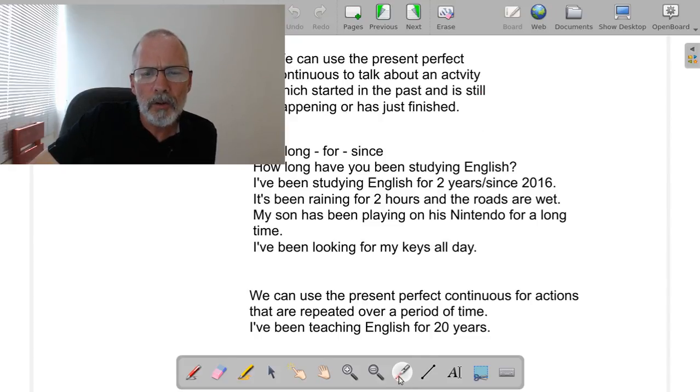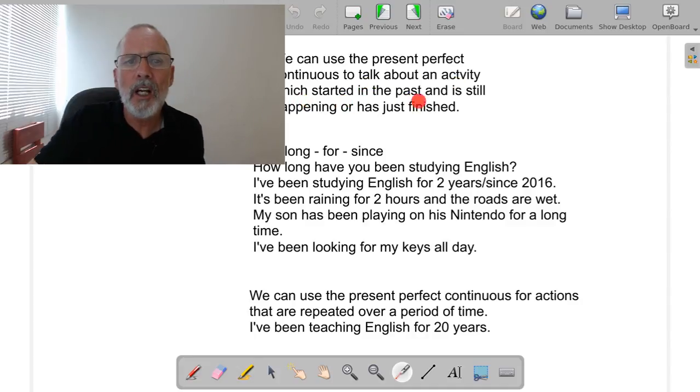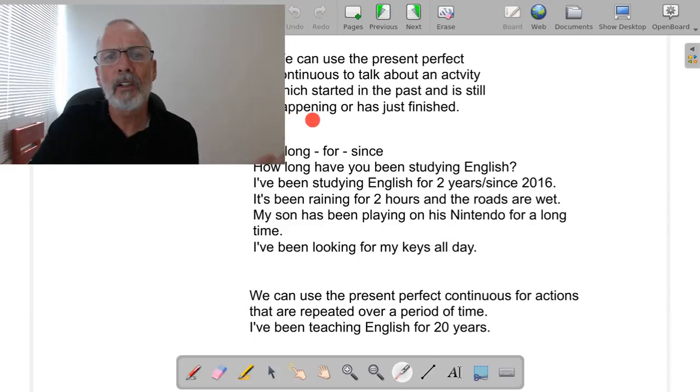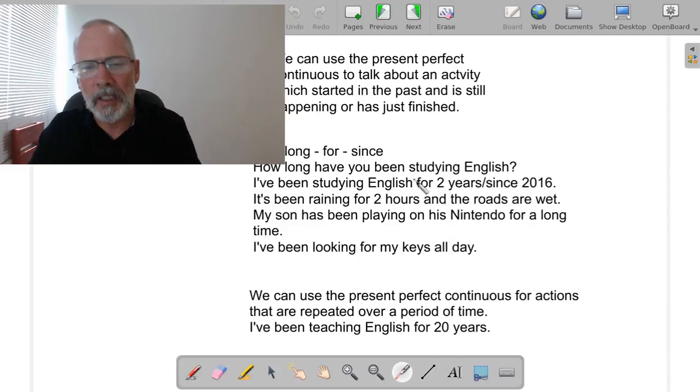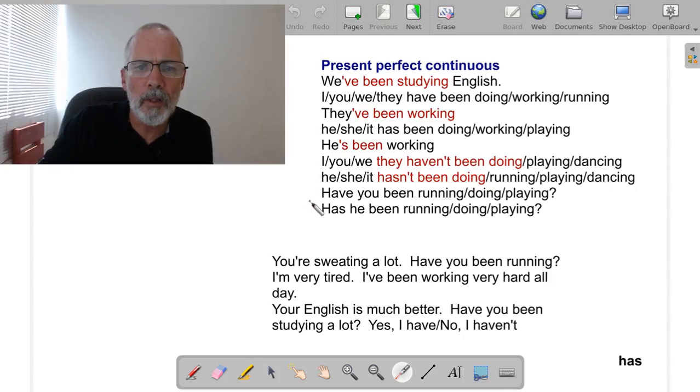This is what I just told you basically. This is the basic rule for this tense. We can use the present perfect continuous to talk about an activity which started in the past and is still happening or has just finished. That's what we saw on the previous page.